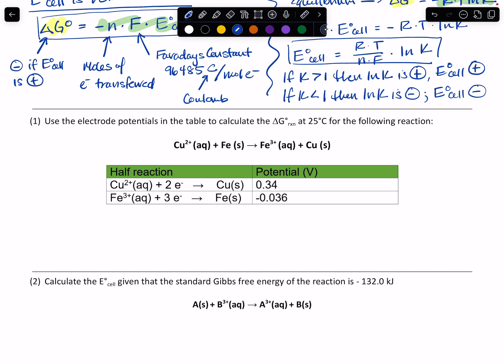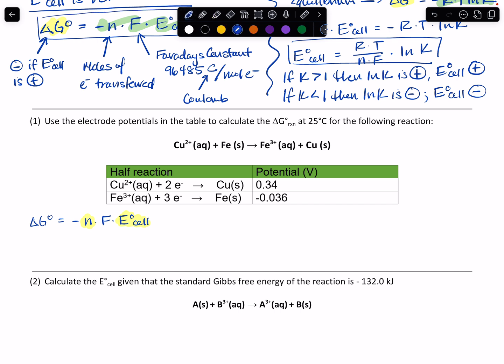All right, use the electrode potentials in the table to calculate delta G of the reaction at 25 degrees Celsius for the following reaction. All right, so we're given an unbalanced redox reaction, and then we're given the cell potentials for those two half reactions. All right, so if we're going to find delta G with this information, we are going to be using our formula that includes the cell potential. All right, so we're going to need to know two pieces of information. We know F because that's a constant. We're going to need to figure out the number of moles of electrons being transferred, and we're going to need to calculate that cell potential.